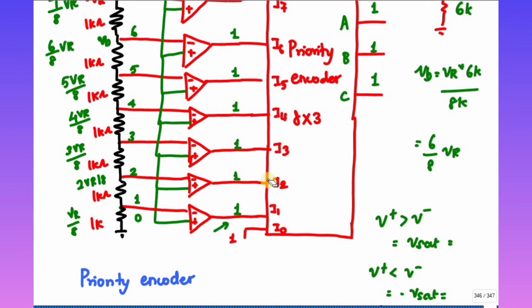Here, instead of a priority encoder, I can also use a normal encoder. If I want to connect a normal encoder, you have to connect XOR gates before it, so you have to connect 7 XOR gates. Between these two circuit outputs, you have to connect an XOR gate, and the output of the XOR gate is given to I1.